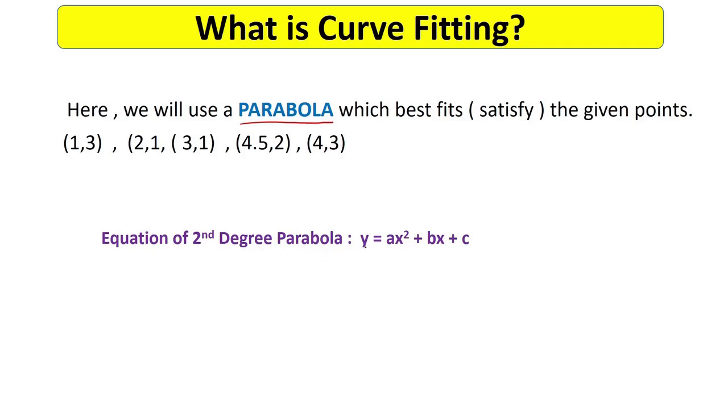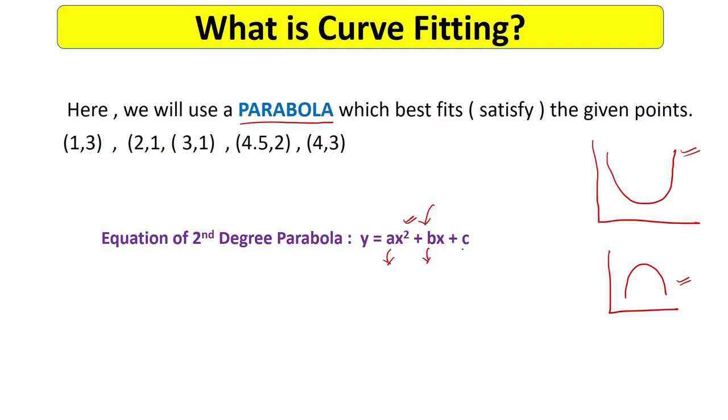What is the equation of that second degree parabola? The equation is y equal to ax square plus bx plus c. Just to tell you what a parabola is, in graphical form it can look something like this, or it can look something like this. This is a second degree parabola, meaning this is a quadratic equation. So when we are finding the equation of this parabola, it means we have to find these a, b and c.